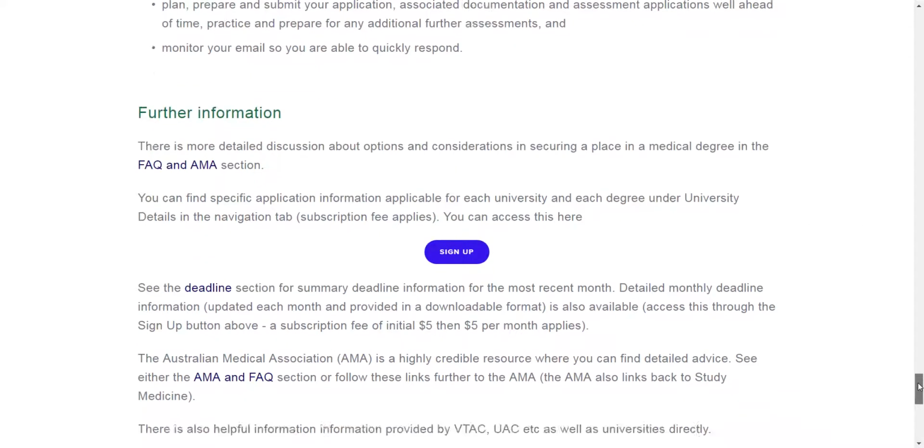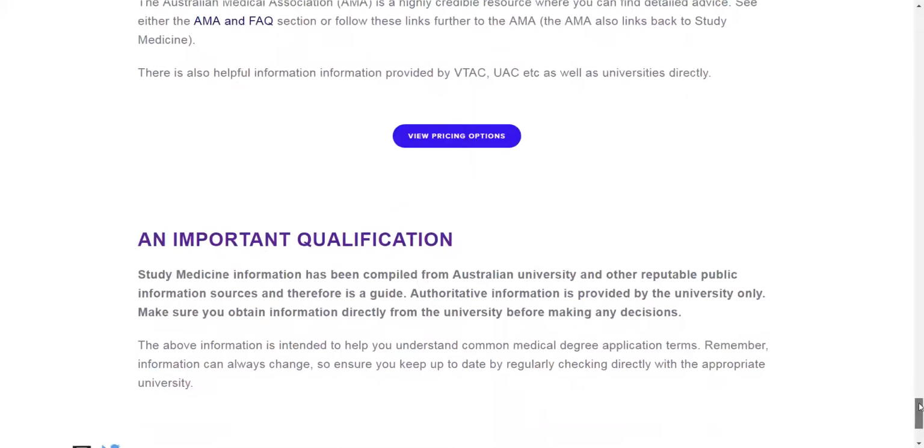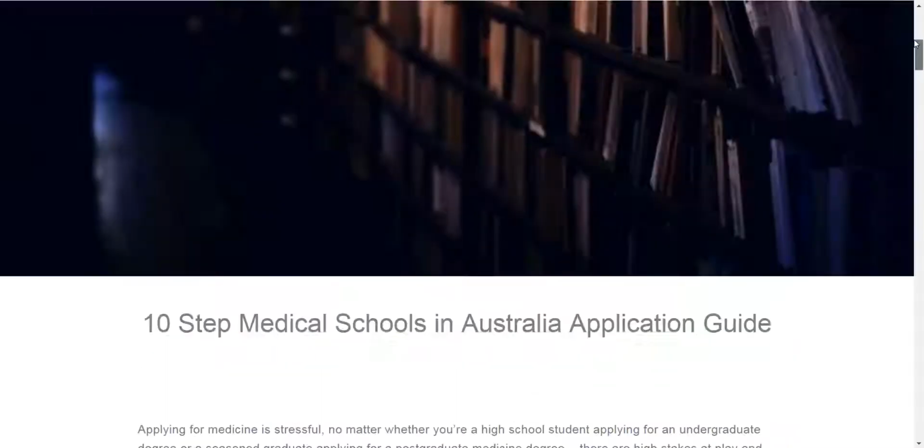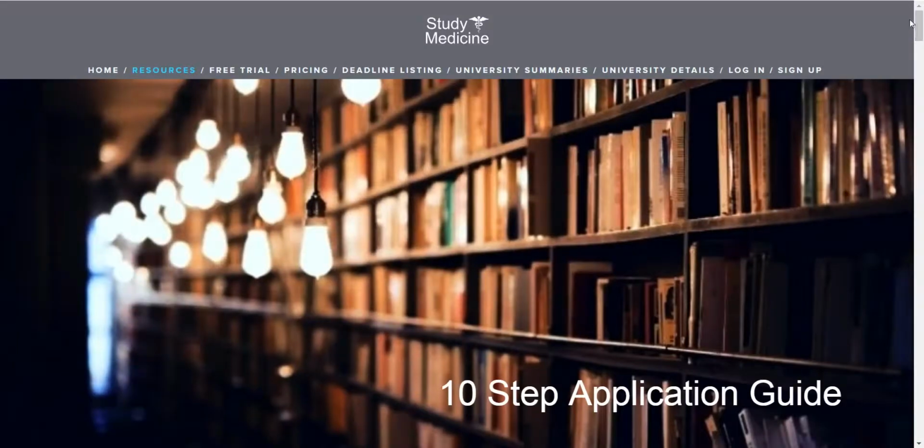As always, everything in study medicine has an important caveat, which is to say that information from the Australian universities specifically are the only authoritative source, and that information does change. So make sure you check directly with the university to ensure that you are up to speed with the specific requirements of their application deadlines and their application systems.